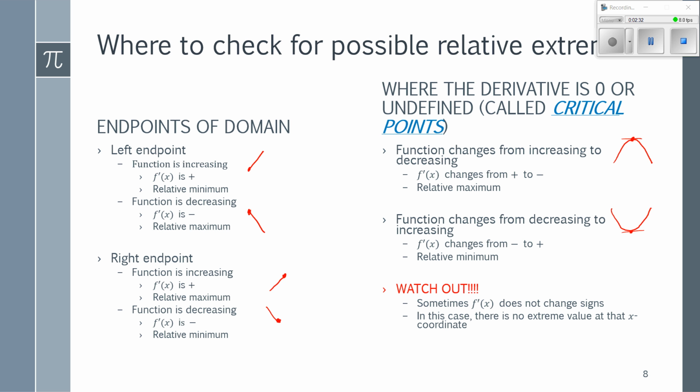Just because the derivative is 0 or undefined doesn't mean that there must be a relative extreme value there, because we could have a case where the function just flattens out for a moment. An example of this would be x cubed. At 0, there is a horizontal tangent, but my function's increasing, briefly flattens out, and then continues increasing. That's not a relative extreme value at 0 then. So just watch out. Being a critical point doesn't make it be a relative extreme value, but if there's a relative extreme value, its derivative will be 0 or undefined.